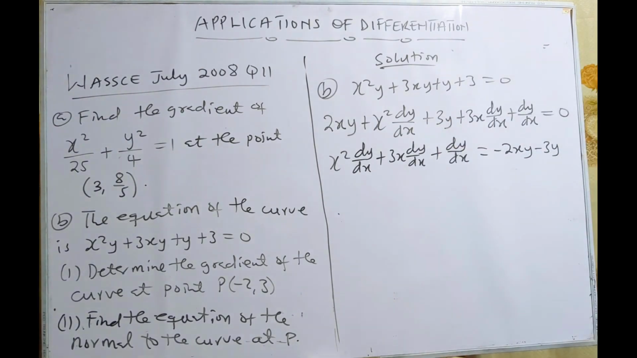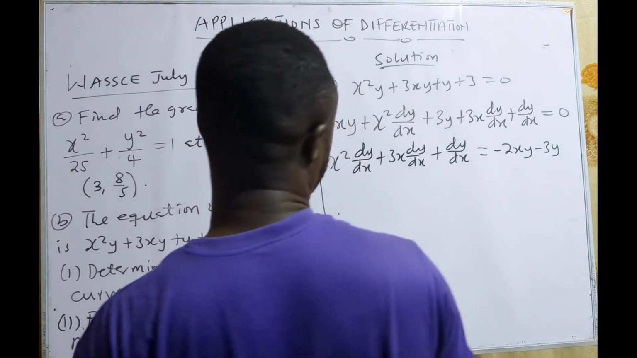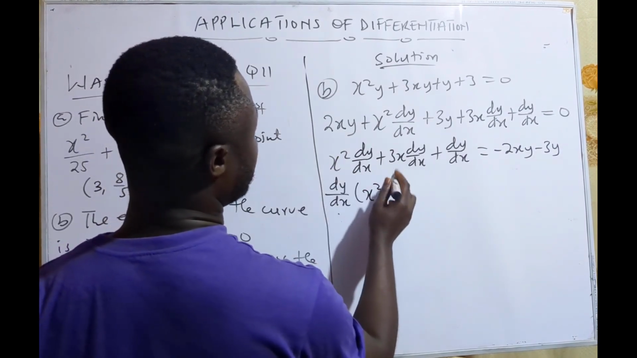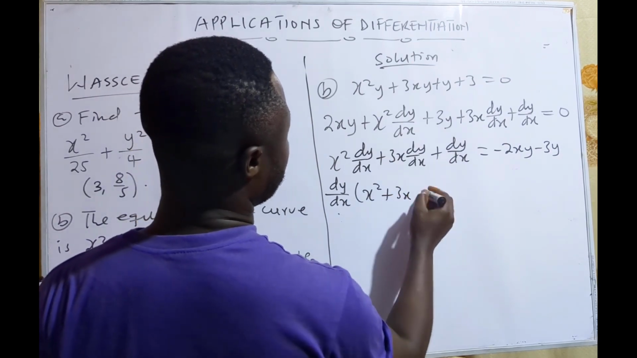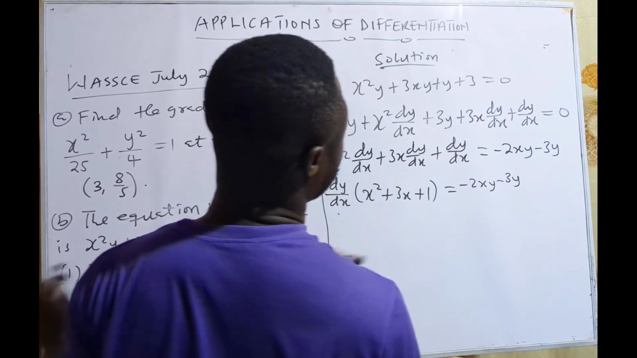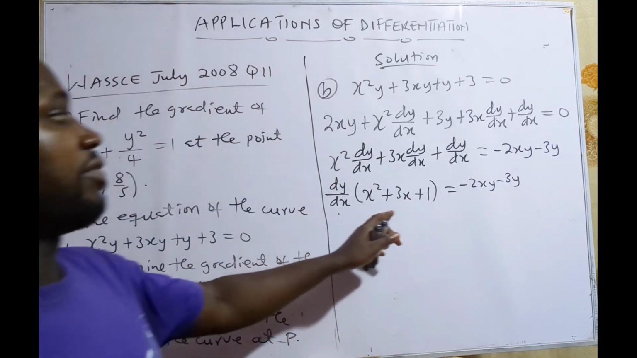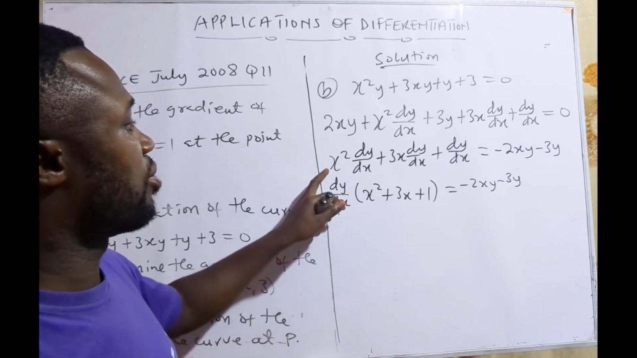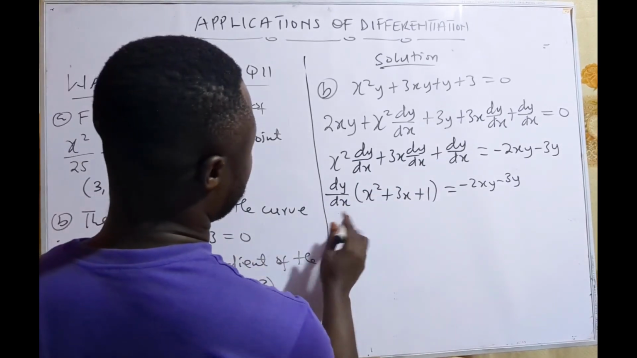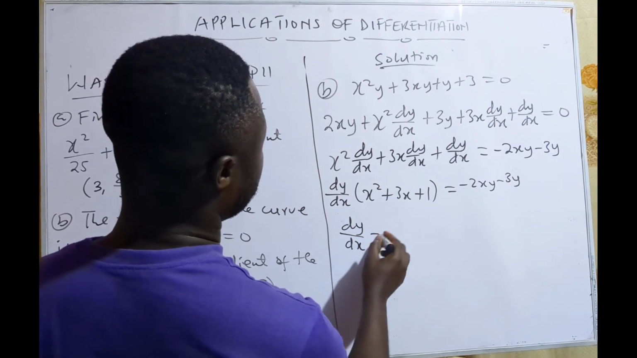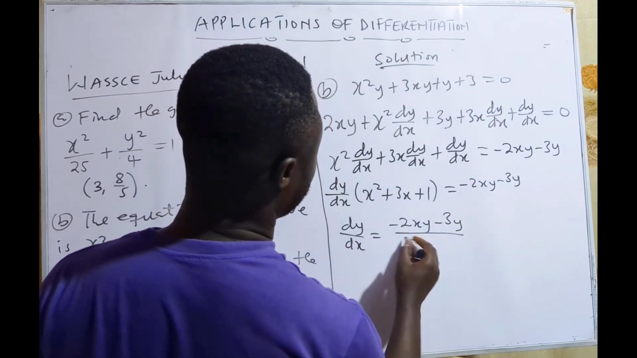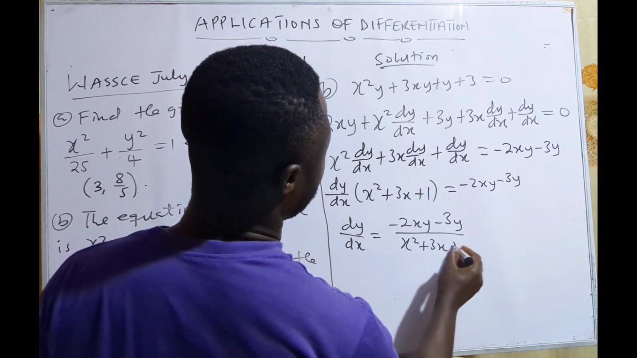3y. Alright. Then my common factor here will be what? Dy on the x. Then I have what? x squared plus 3x plus 1 equal to minus 2xy minus 3y. Alright, so I have this. When I factor dy dx, here will be x squared, here will be plus 3x, and here is 1. Okay, so I can say that my dy on the x is equal to minus 2xy minus 3y, all divided by x squared plus 3x plus 1.